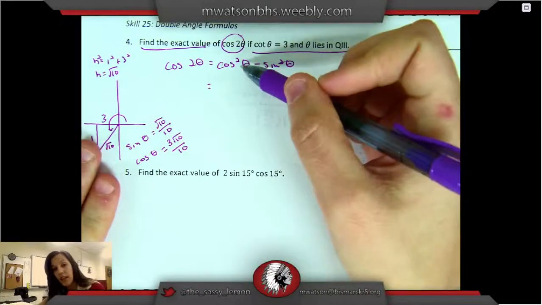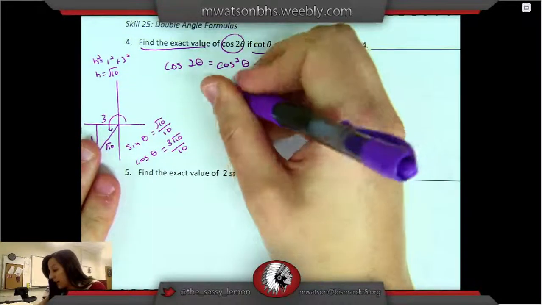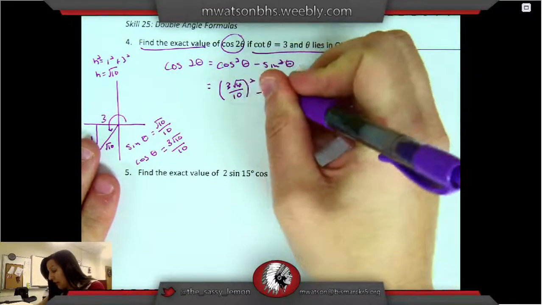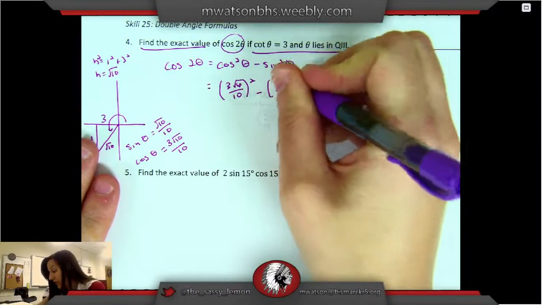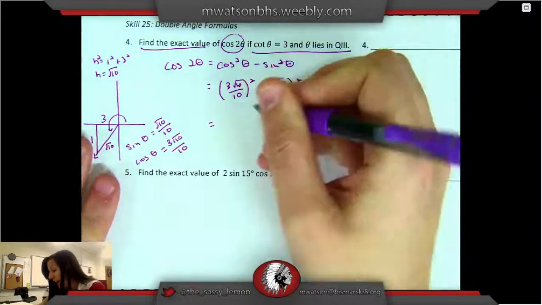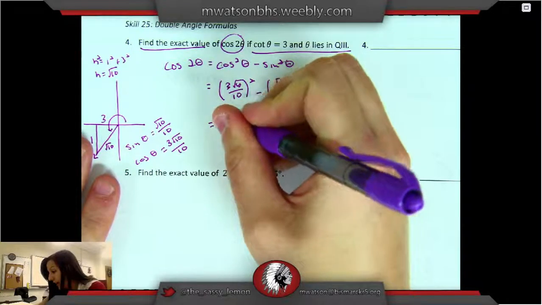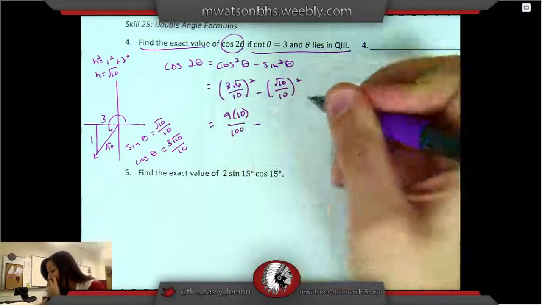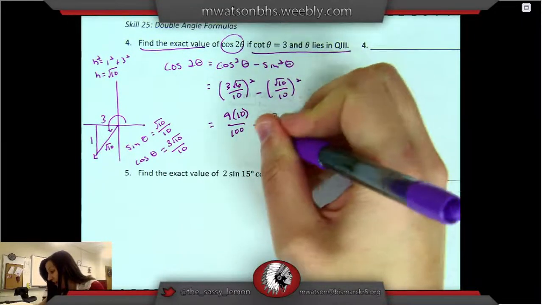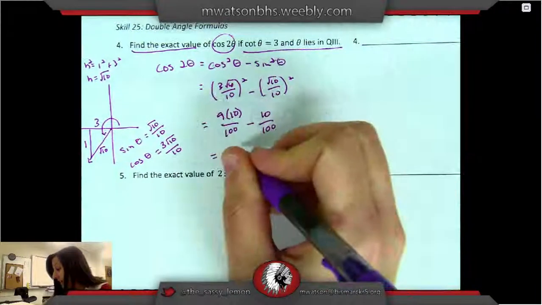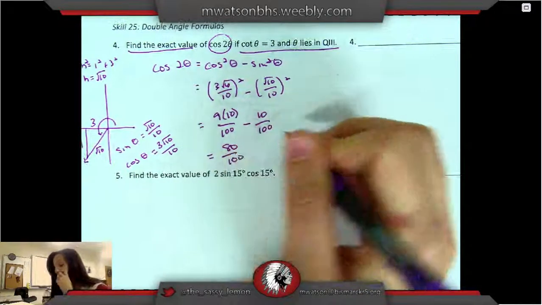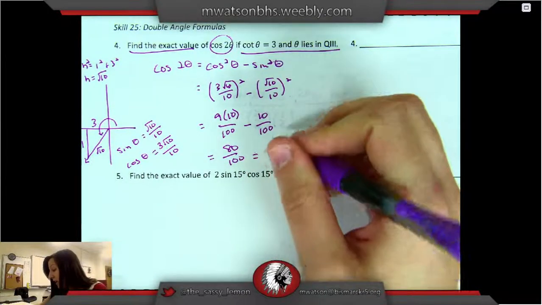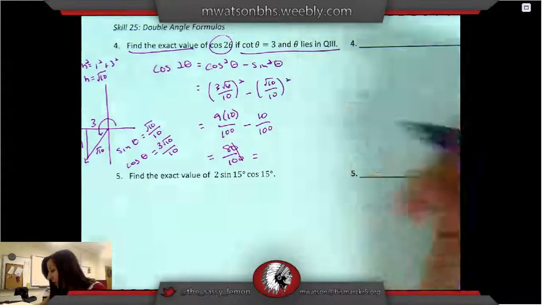Now notice in the identity they're squared. So my cosine is going to be squared, and my sine is going to be squared. So I'm going to have on top 9 times 10 over 100 minus 10 over 100. And I'm going to get 80 over 100. See how nice it is that they're already common denominators? And then I just simplify, and that's going to be 4/5.